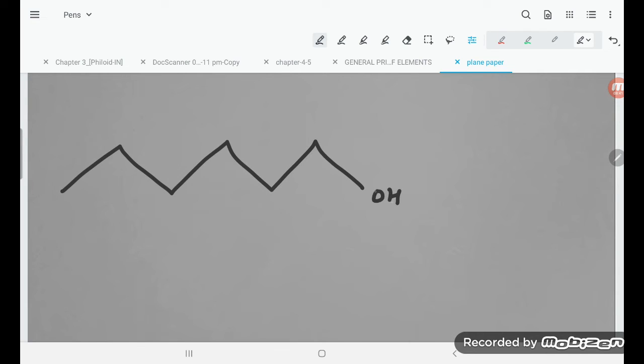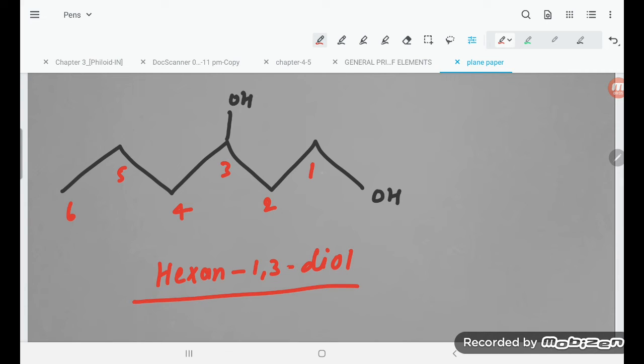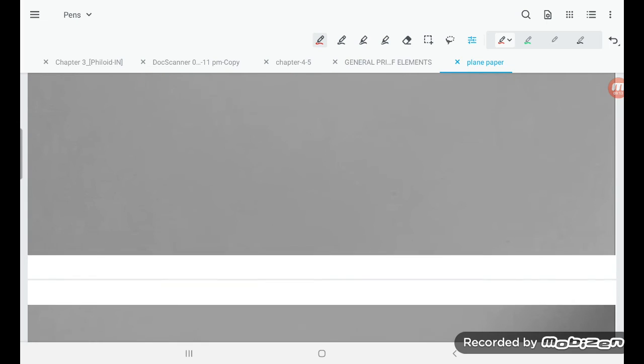Now let us move on to another question. Very simple question I am giving you, student. This one. Now you start numbering, give the least number to the functional group. So 1, 2, 3, 4, 5 and 6. So what is there, student? Hex, in, 1, 3. It is going to be what, student? Diol. Hexane 1, 3. On the first and third position, what is there? OH group is there. Hexane 1, 3 diol.